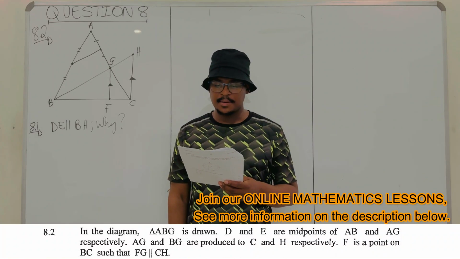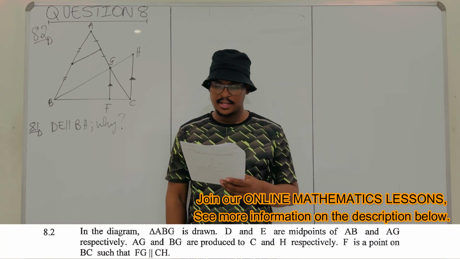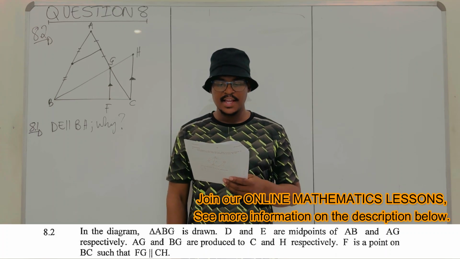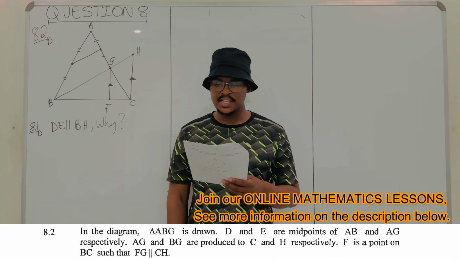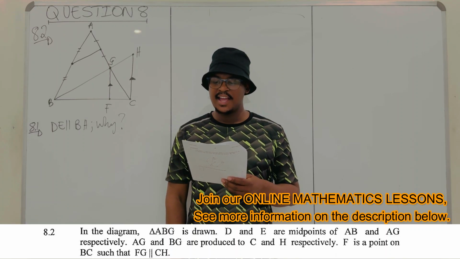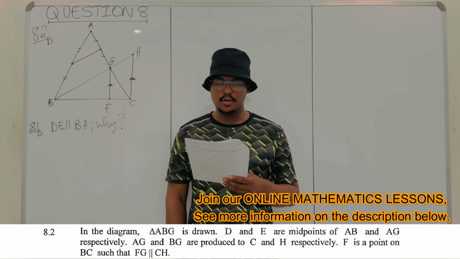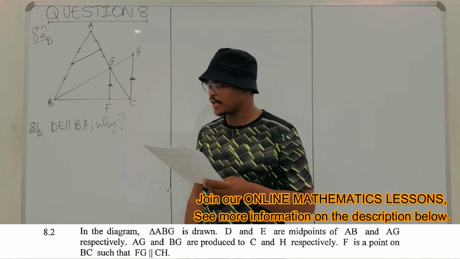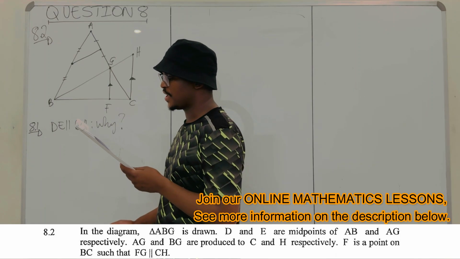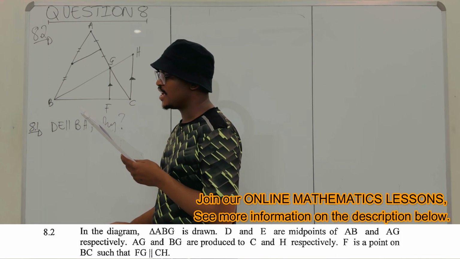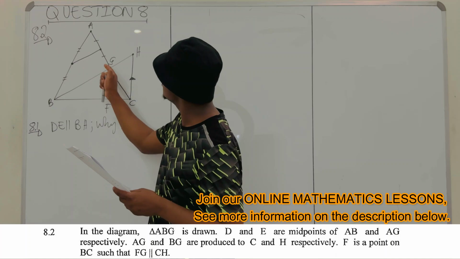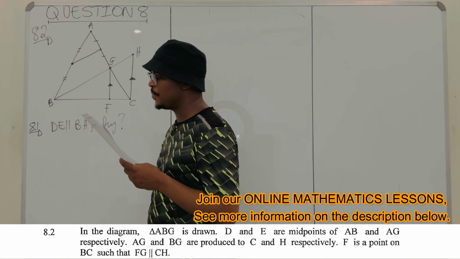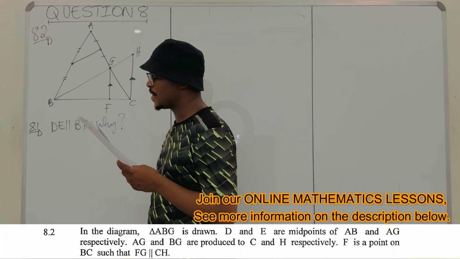They are saying in the diagram, triangle ABG is drawn. D and E are midpoints of AB and AG respectively. AG and BG are produced to C and H respectively. F is a point on BC such that FG is parallel to CH. Okay, so let's go with this step by step. They're saying in the diagram, triangle ABG is drawn. So ABG, you can see it's a triangle over there.